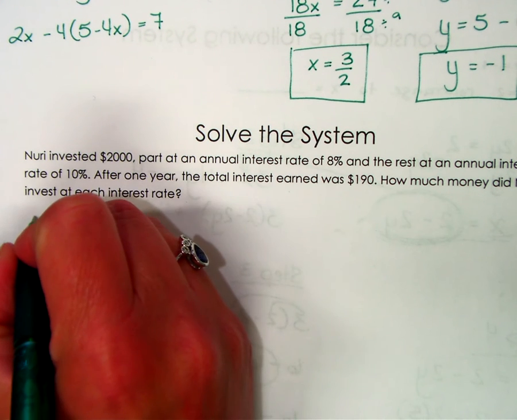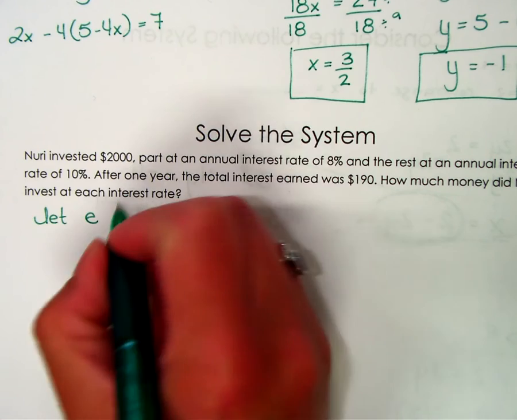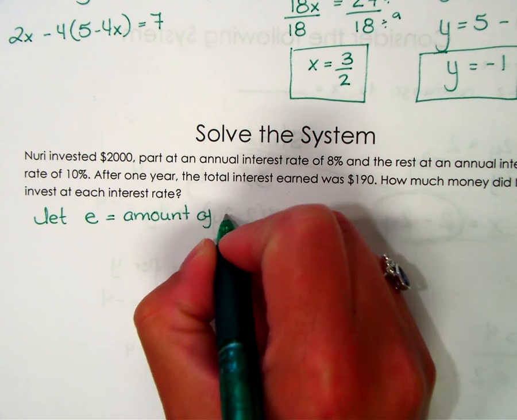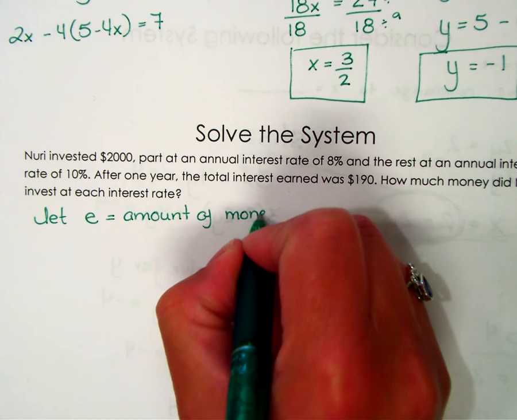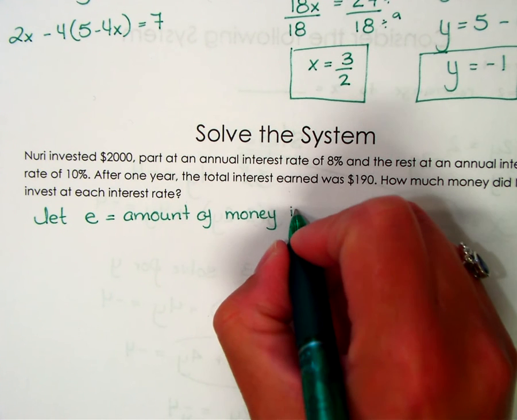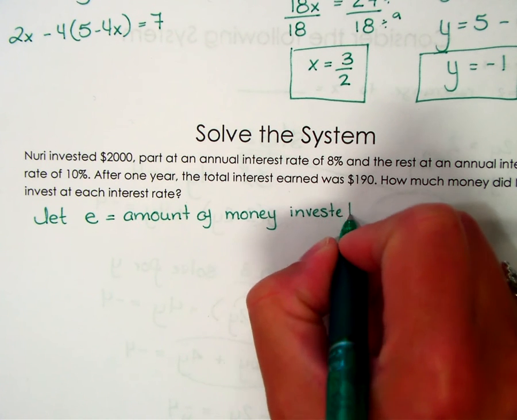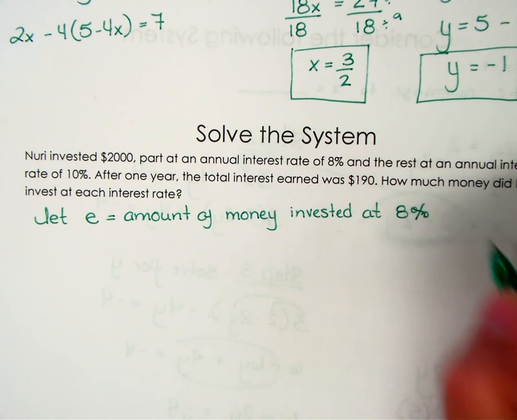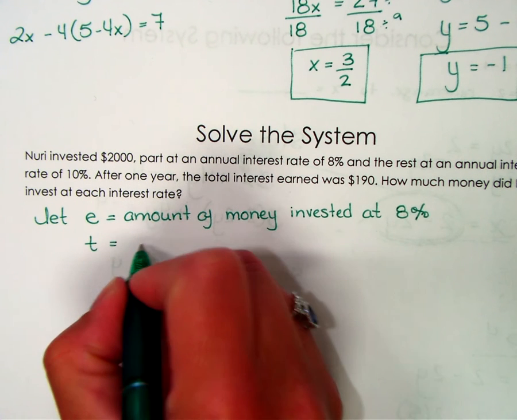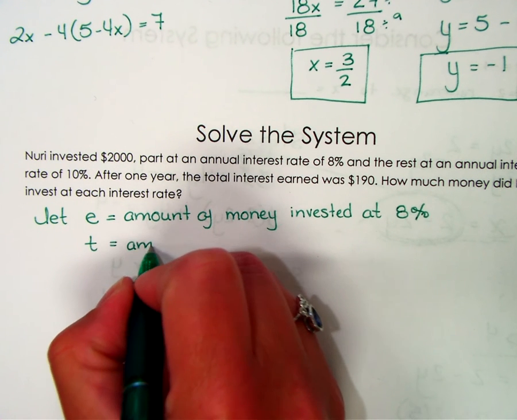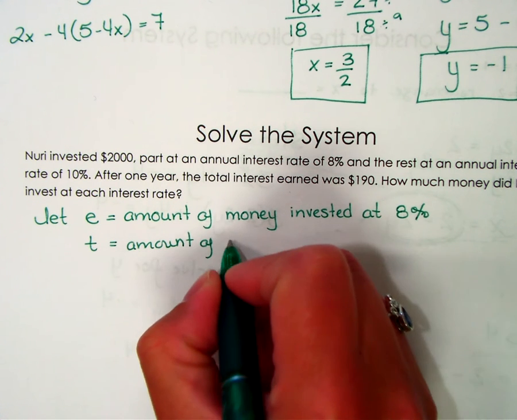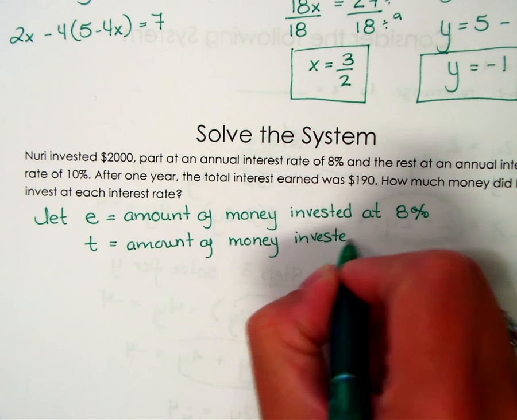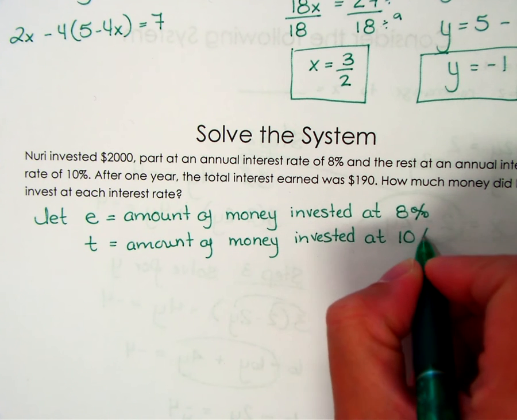So I'm going to say let E equal the amount of money invested at 8% and T equal the amount of money invested at 10%.